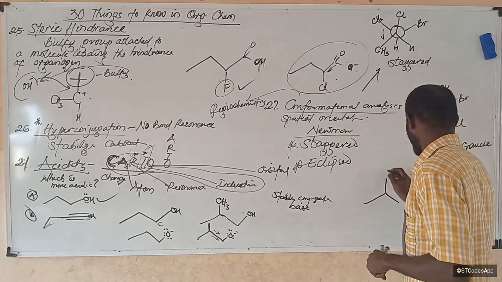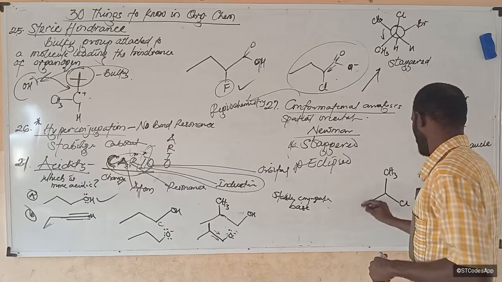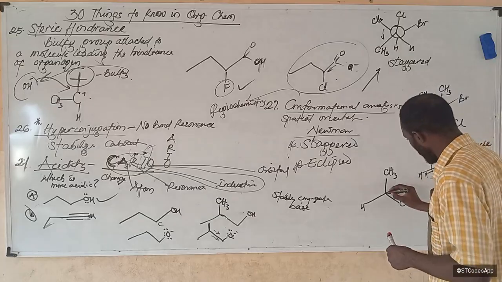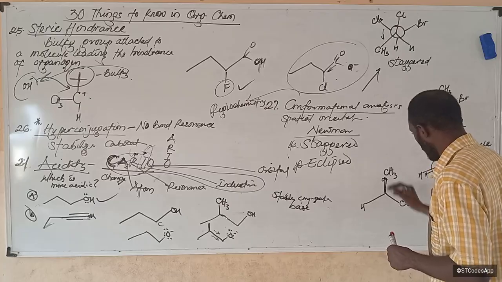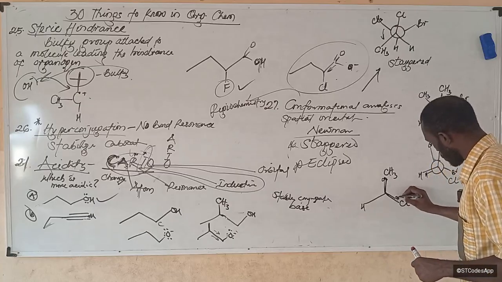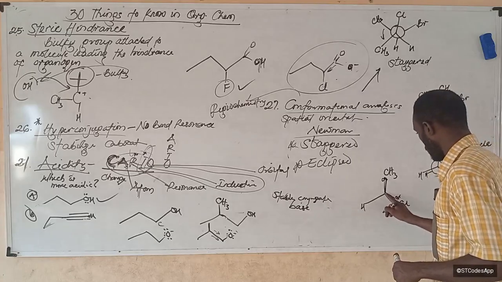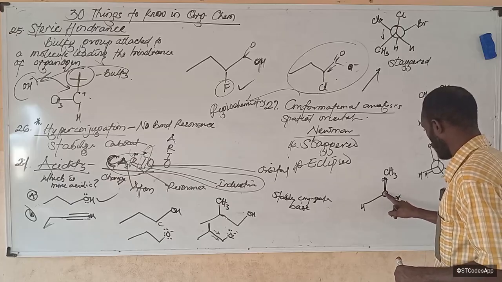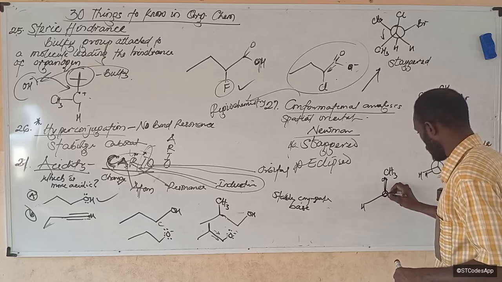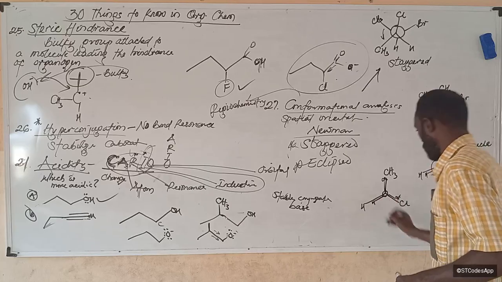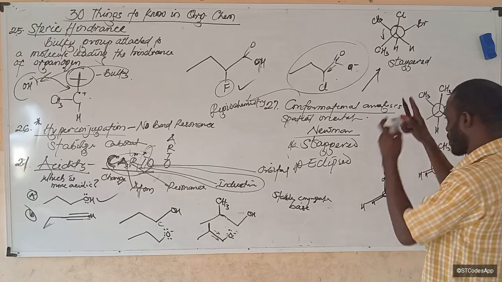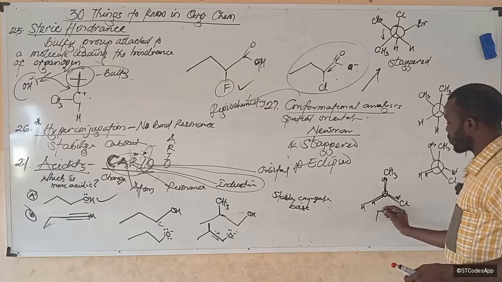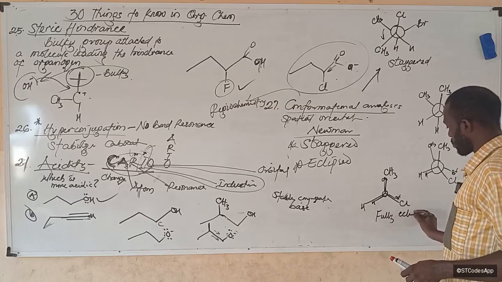Now let me show you proper fully eclipsed conformation. Fully eclipsed conformation will look something like this, where I have rotated this guy totally such that this guy is just behind this other guy, CH3, and this guy is just behind the Cl, and this one is just here. So you see that the heavy groups are interacting with each other. So this is what is called fully eclipsed conformation.